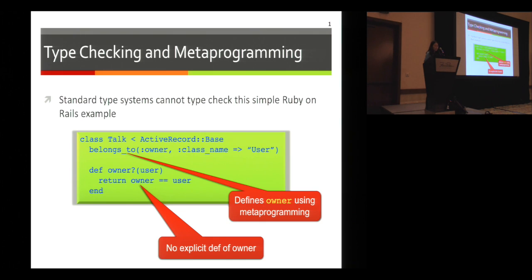This is an example of metaprogramming, where methods generate other methods on the fly. Metaprogramming is used all over the place in Ruby on Rails. Metaprogramming can occur at arbitrary points during execution. Now, in a purely static system, we cannot even type check the simple owner question mark method unless we understand what this metaprogramming code does.